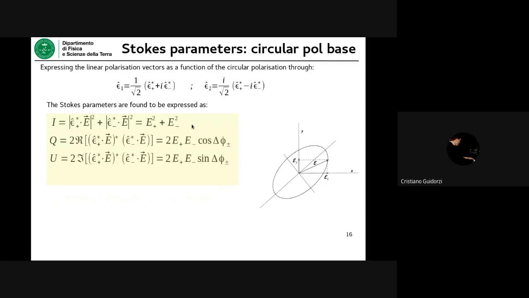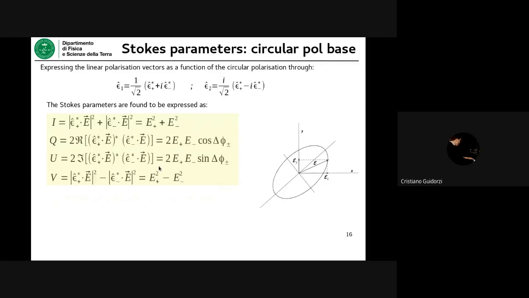The very same comment can be made on U. If you carry out the same exercise, you will see that U is nothing but twice the imaginary part of the same quantity. So instead of taking the real part, you take the imaginary part, which turns into taking the sine of the relative phase instead of the cosine. As I said, I'm not going to prove it. It's just a matter of a few easy calculations, but it's important that you can prove it on your own. It wouldn't make sense for me to do this here, but it's straightforward.